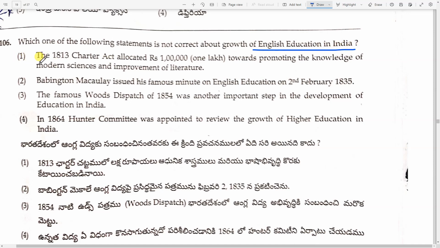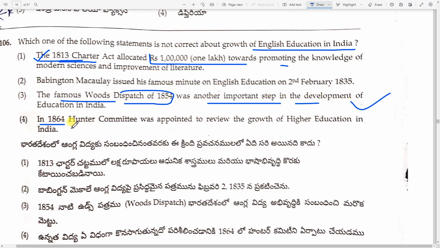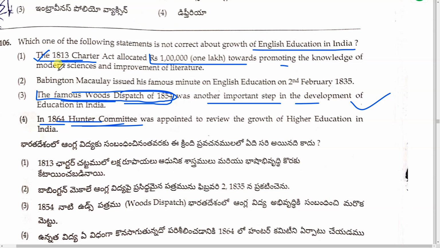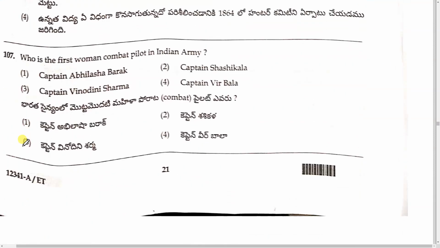Which of the following statements is not correct about the growth of English education in India? So this was first initiated in the 1813 Charter Act to allocate 1 lakh rupees for English education. The famous Wood's Dispatch in 1854 was another important step. This is again right. In 1864, the Hunter Committee came to review the progress of the Wood's Dispatch of 1854. So these three options are correct. So the incorrect answer is B or 2.